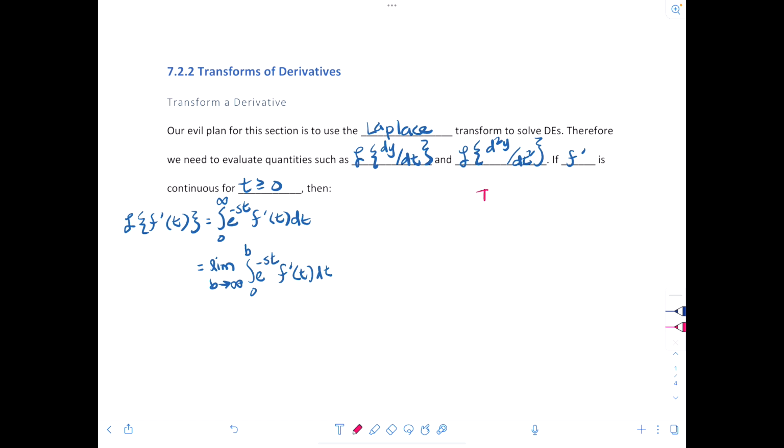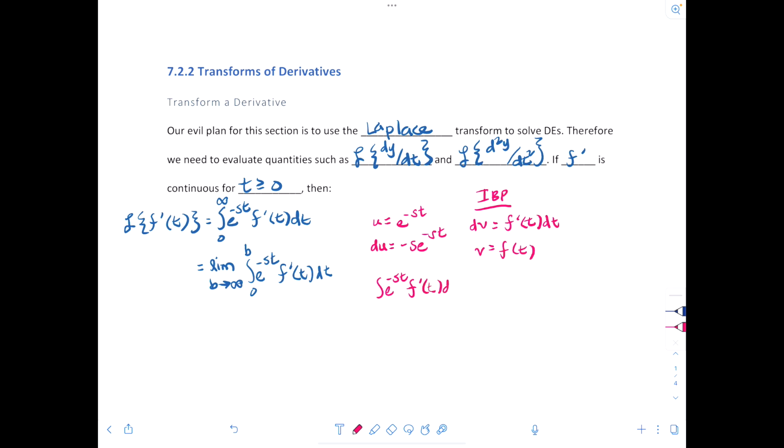So when we do our integration by parts, let's see what we get. We'll have u is equal to e to the negative st. So du will equal negative s times e to the negative st. dv then will be f prime of t dt. So v will just be f of t.